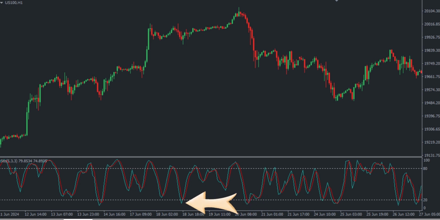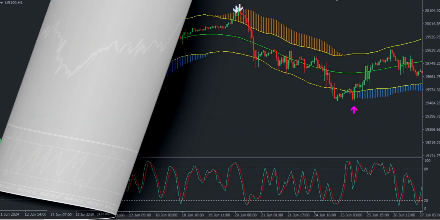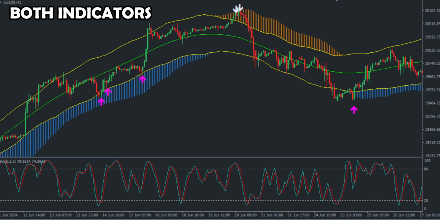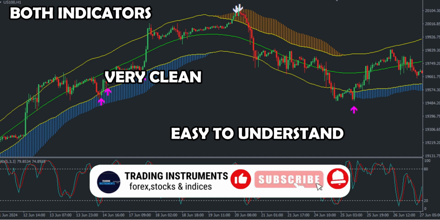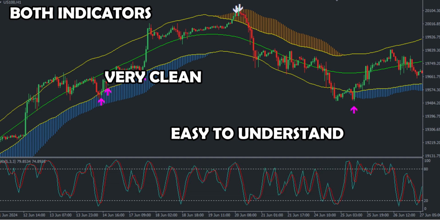Now the next step is to load both indicators onto one chart. Guys, this is how our charts will look like after loading both indicators. As you can see, our charts are very clean and easy to understand, and that is key to being a successful trader. Now the key question is, how do we trade using these indicators? I can assure you guys, it's going to be very easy, very simple and effective.